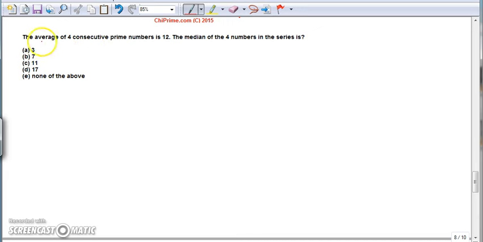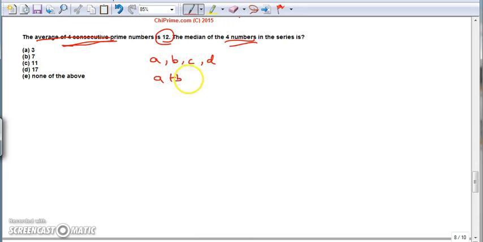Here we're given that the average of four consecutive prime numbers is 12, and we're asked what the median of those four numbers is. So let's call the four consecutive prime numbers A, B, C, and D. Here we're given that their average is 12, and these are consecutive prime numbers, mind you.